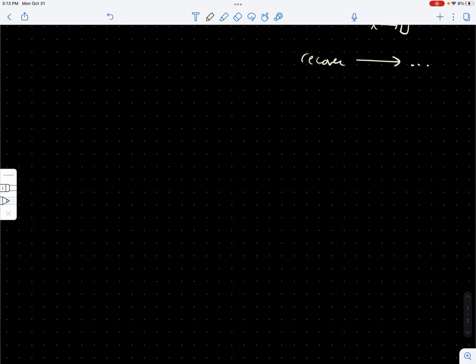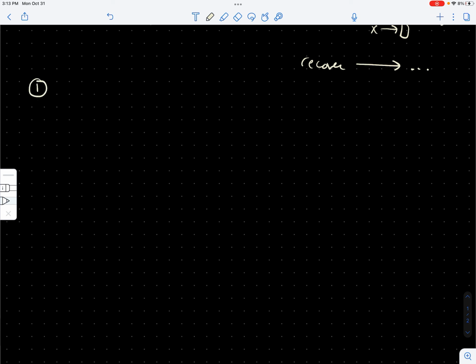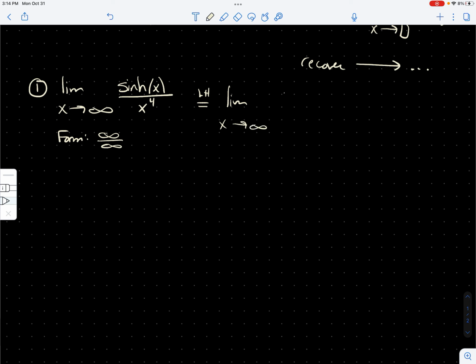Here's the 4 examples that I gave you guys as practice. So number 1, we said let's study the limit as x goes to infinity of the sinh of x over x to the 4th. This is what I would consider to be a relatively basic L'Hopital. The form here is infinity over infinity. And so I just take derivatives. This is equal by L'Hopital to the limit as x goes to infinity of the cosh of x over 4x cubed. Still infinity over infinity.